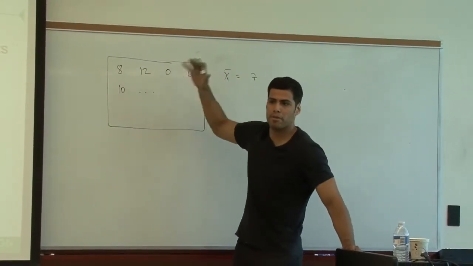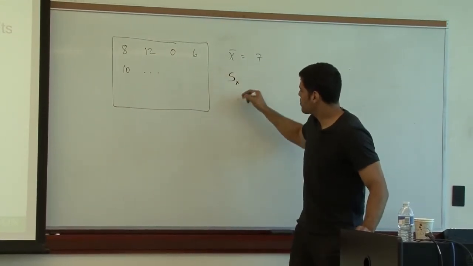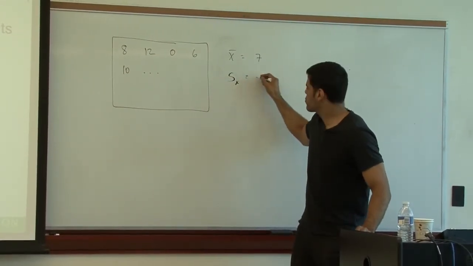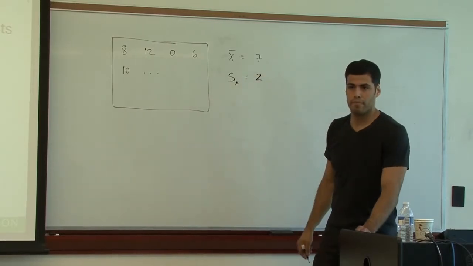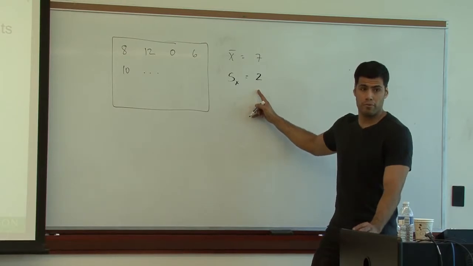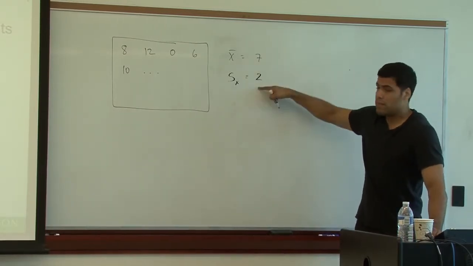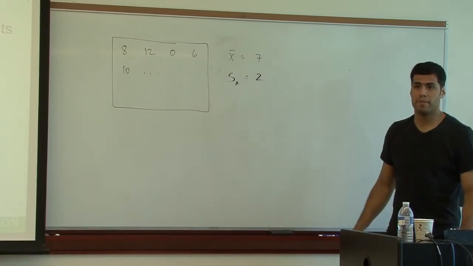This keeps going, I don't know how many observations. This is a data set, and let's say that S of x, which is the standard deviation, is equal to 2. Can we compute this? At some point, we have to be really good at it. So you compute the mean, then you compute the standard deviation, and these are your numbers.